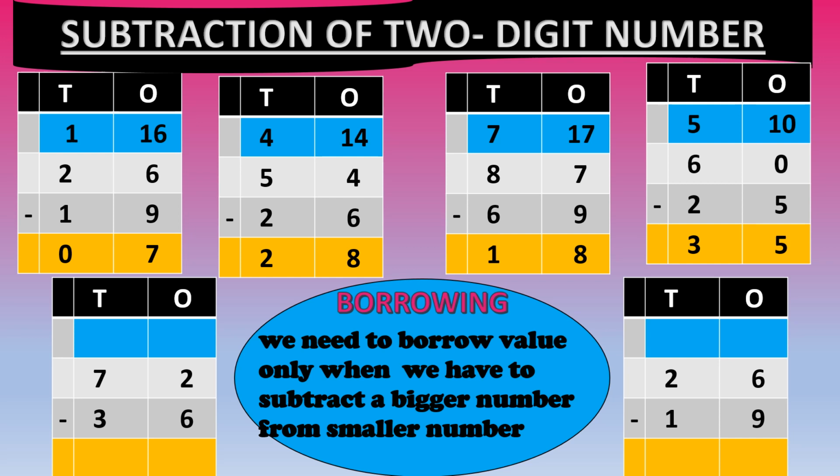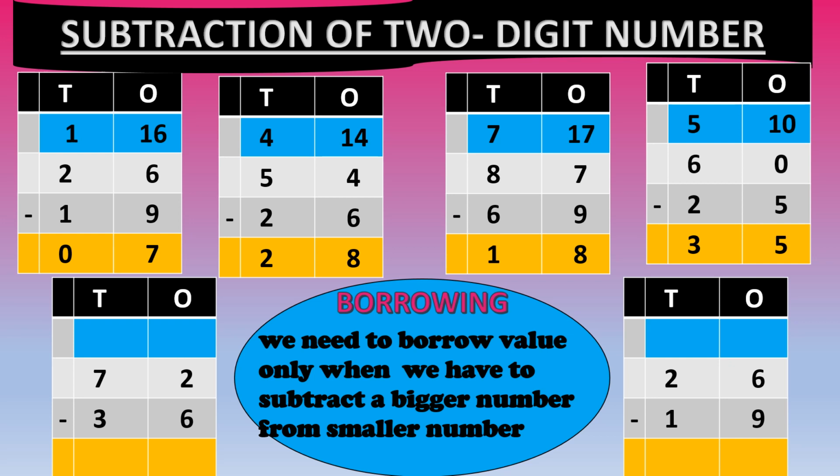Here, look at this example. 6 minus 9. Do you think, children, we can subtract 9 from 6? No, we cannot. So what do we do? We ask the help of tens to give one value to ones. So when we ask the help, this 2 becomes 1 and 1 comes here. So this becomes 16 now and this becomes 1 now. So now we will subtract: 16 minus 9 is 7 and 1 minus 1 becomes 0.